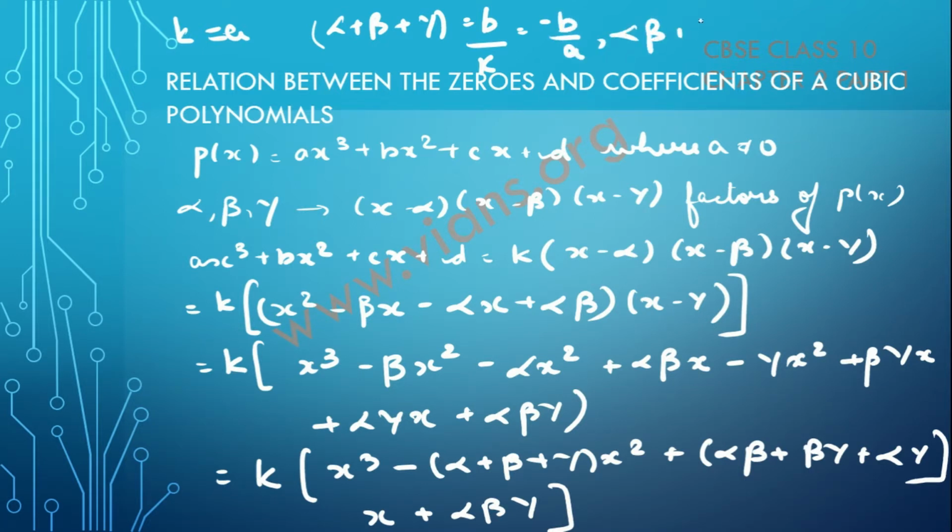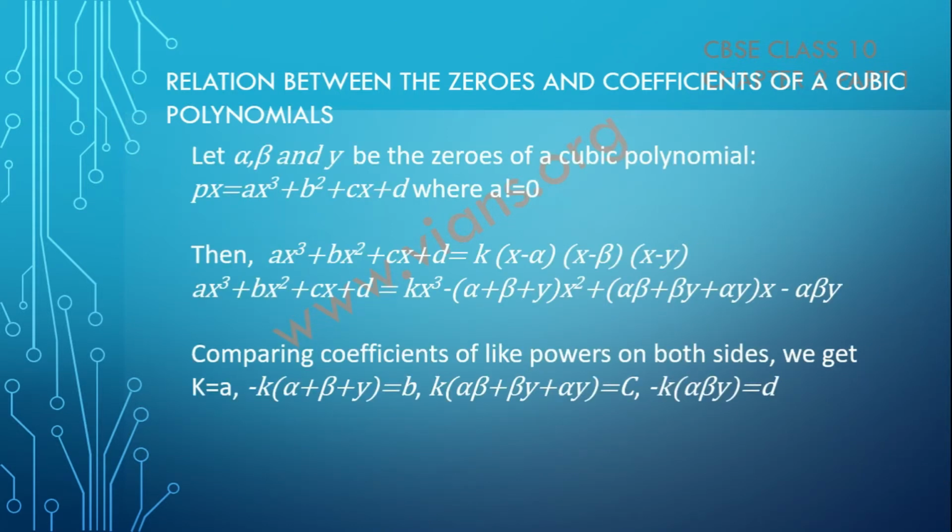Alpha beta plus beta gamma plus alpha gamma that you got from here is equal to c by k. C by k, because k is there in the beginning, so c by k, that's c by a, and alpha beta gamma is equal to nothing but d. So alpha beta gamma into k is equal to d, so this is going to be d by a, because a is equal to k. So that's exactly what I have shown in this particular section. So we've done the exact same thing.